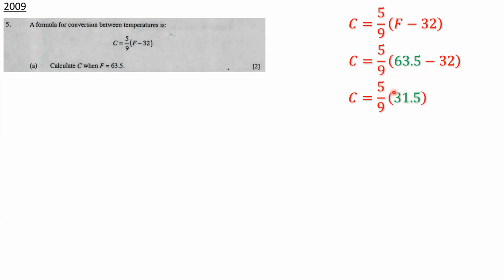What is 5 times 31.5? That's going to be 147.5. 147.5 all over 9. Let's divide 147.5 by 9. And so we get 17.5. And so the answer is that C is equal to 17.5 when F is equal to 63.5. All right, let's move on to the next question.